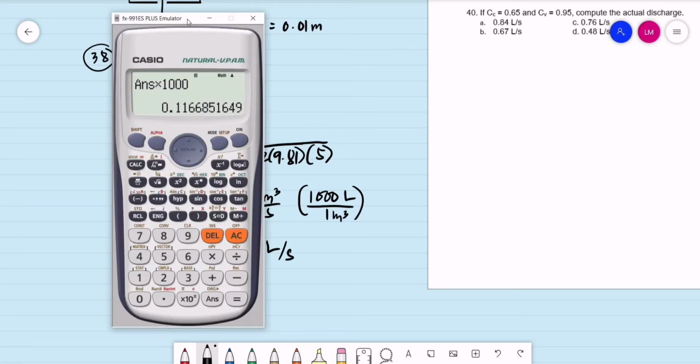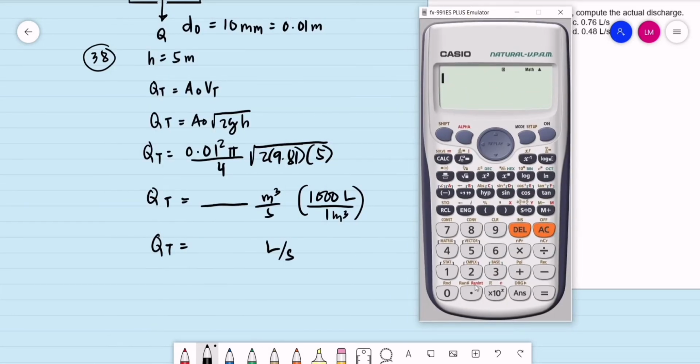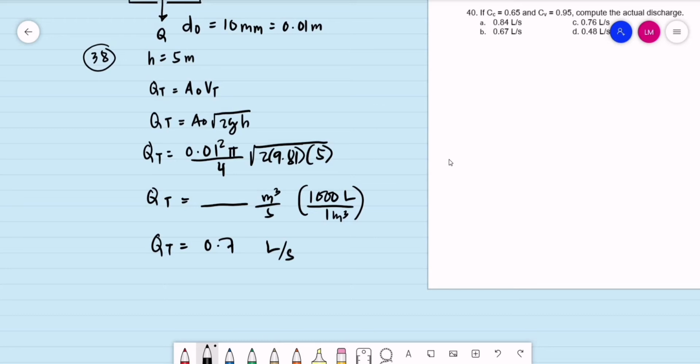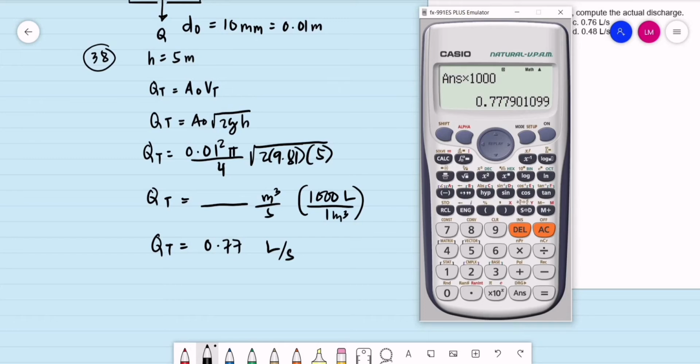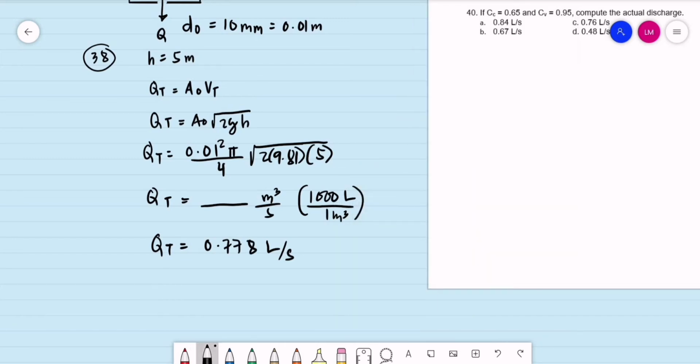So compute natin. That is 0.01 squared times pi divided by 4, then multiplied by the square root of 2 times 9.81 multiplied by 5. That is cubic meters per second multiplied by 1,000 to be in liters per second. That is 0.778. Sabihin na lang natin 0.778. Tama ba? 0.778 liter per second.